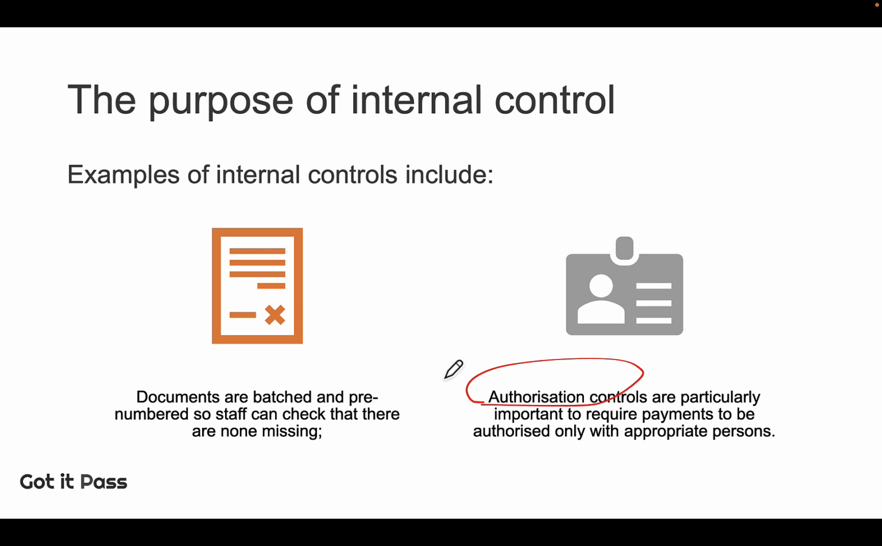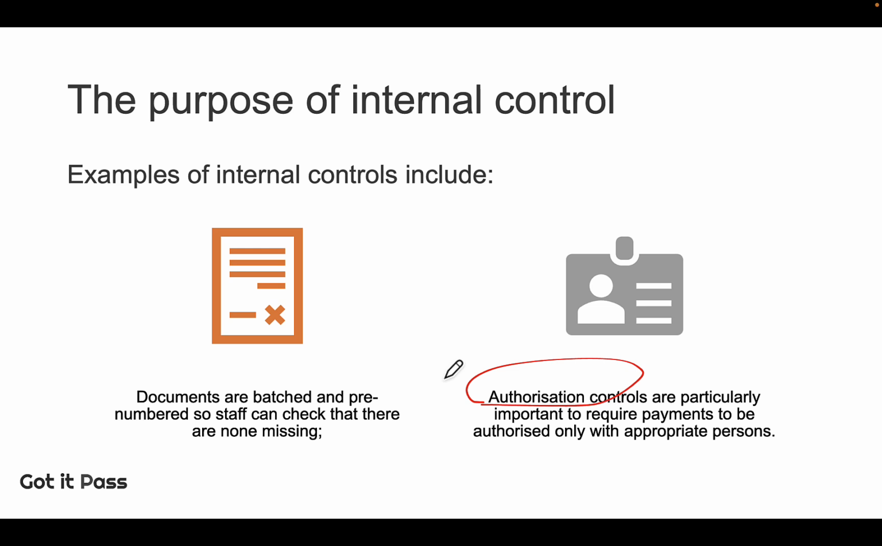Maybe the question is how much of the invoices can be approved. Say if it is less than $10,000, the invoice can be approved by two persons. One is the account staff, the other is the finance manager. And if it is more than 10,000, say 50,000 or less, then it can be approved by the finance manager, maybe with the finance director. For example, if more than 50,000, it needs another approval, say by the managing director or the chief executive officer. So here you can see the authorization controls help to prevent fraud as well.